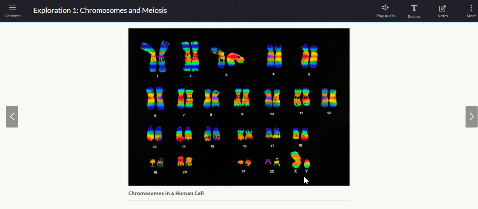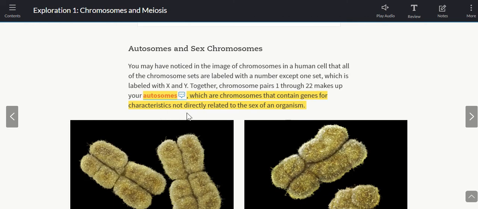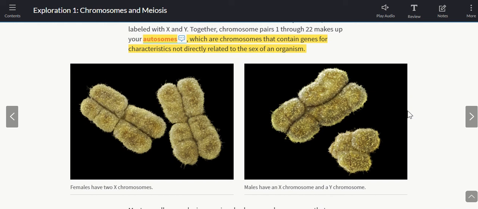However, if you look down at this chromosome right here, you can see that it's labeled differently. It's not labeled chromosome 23, even though that's how we would describe this pair. It's labeled instead as an X and a Y. And it's the only pair of chromosomes in this entire set that does not have an identical physical size and shape. Now, we'll talk about why that is the case later on. But your autosomes are those chromosomes which in humans would be 1 through 22 that contain characteristics not directly related to the sex of an organism.